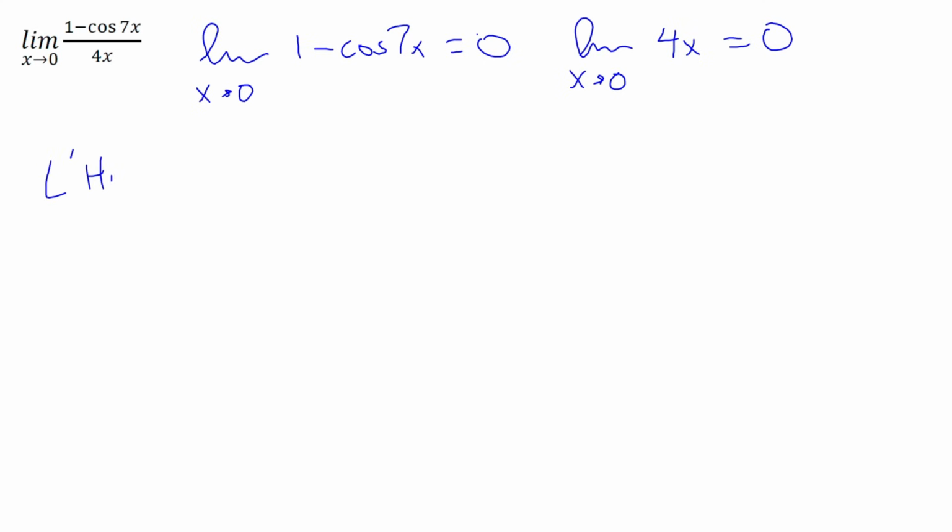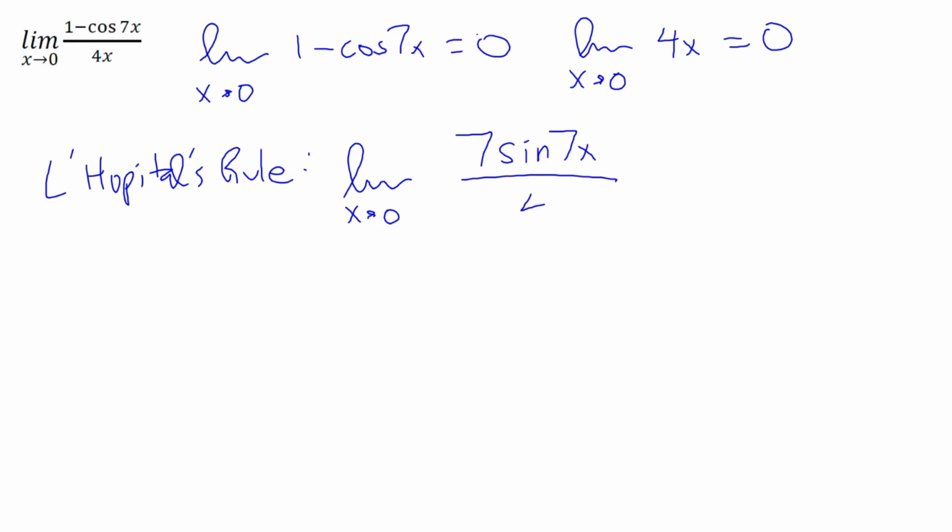And so using L'Hopital's rule, we could say that this is the same as the limit as x approaches 0. Well, the derivative of 1 is 0. And the derivative of negative cosine of 7x, using the chain rule, should be 7 times the sine of 7x, all over 4. And if we plug 0 into that, we get 7 times the sine of 0 over 4. Well, the sine of 0 is 0, so that's just 0.